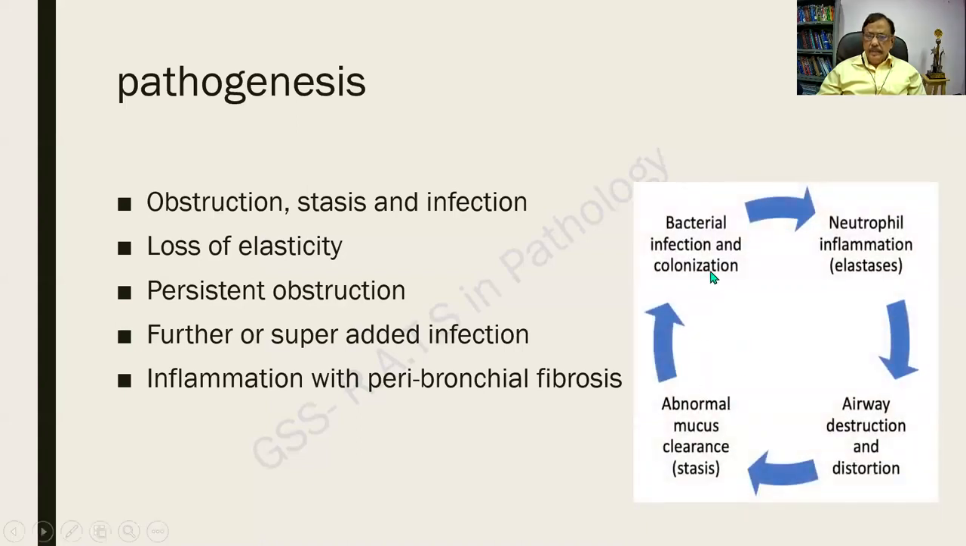Here, there is a neutrophilic infection or colonization, bacterial infection and colonization leading to inflammation. Once there is an inflammation, there is a destruction of the airways. The neutrophils produce elastase. We had seen this earlier also in the class on emphysema. Once there is a destruction of the airways, there is abnormal mucus secretion, stasis is there which is not cleared, which again paves the way for bacterial infection. So this happens recurrently. It is a vicious cycle. So this will be the pathogenesis of bronchiectasis.